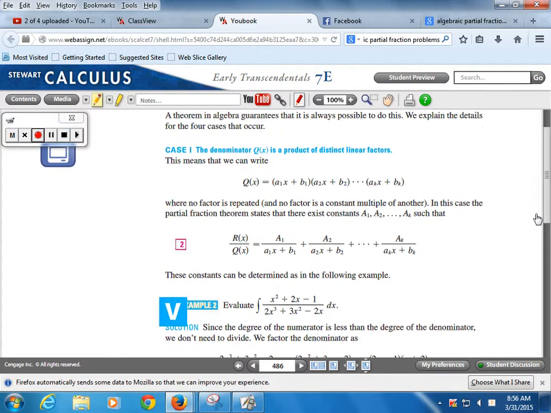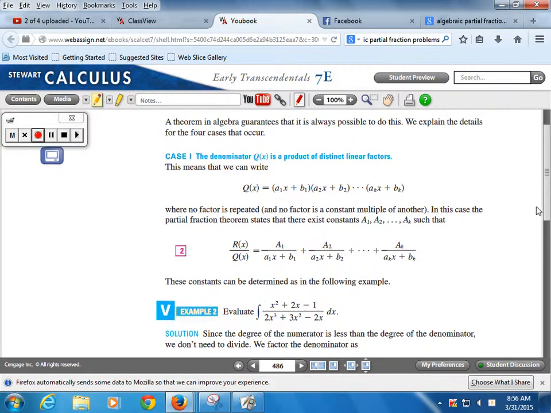Write this one down. It says evaluate x squared plus 2x minus 1. I'll blow it up for you and snip it. Right there. x squared plus 2x minus 1 over 2x cubed plus 3x squared minus 2x. And they want you to solve it using partial fractions.